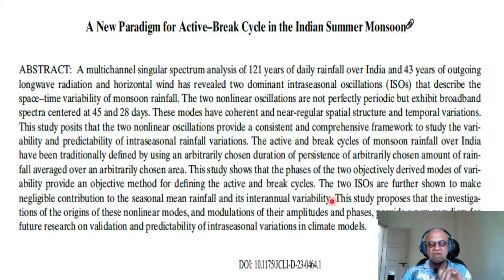But Krishnamurti has always argued that that's not the case, and he re-emphasizes here by saying the two ISOs are further shown to make negligible contribution to the seasonal mean rainfall and its intraannual variability. So there are many details. There is a season onset withdrawal, there is a seasonal total, and within that they have active break periods.